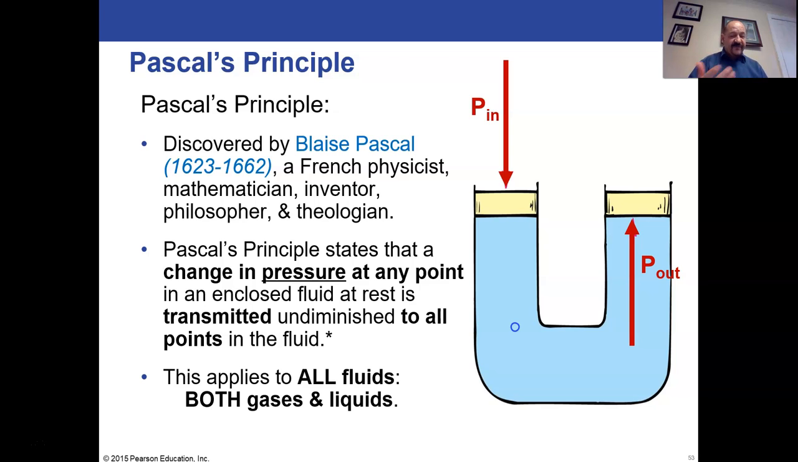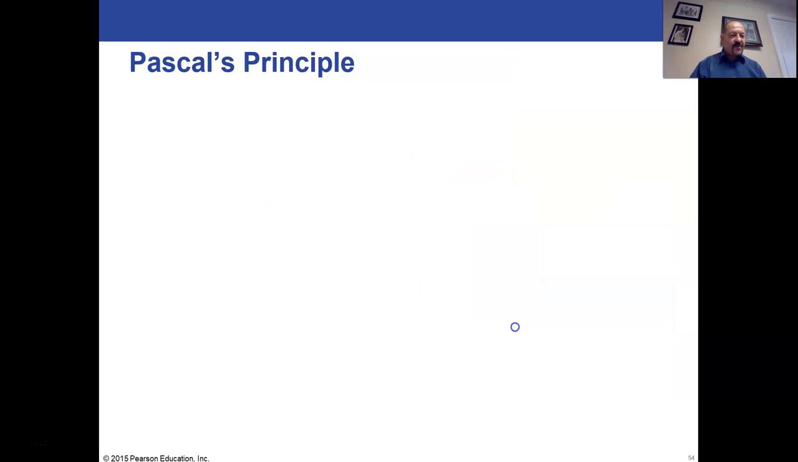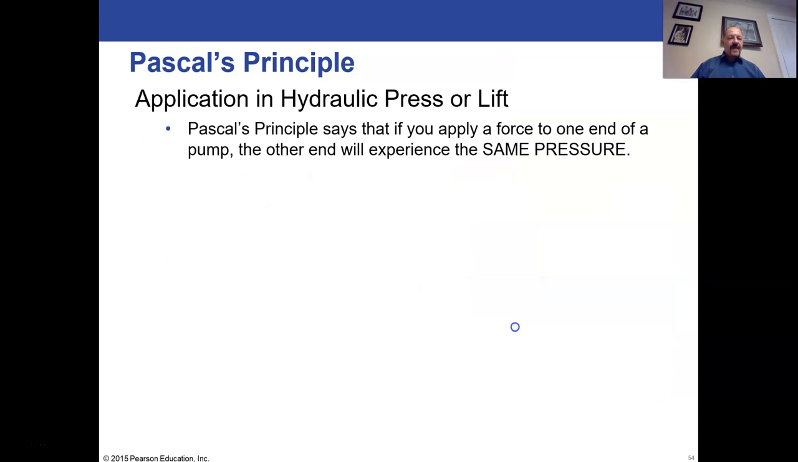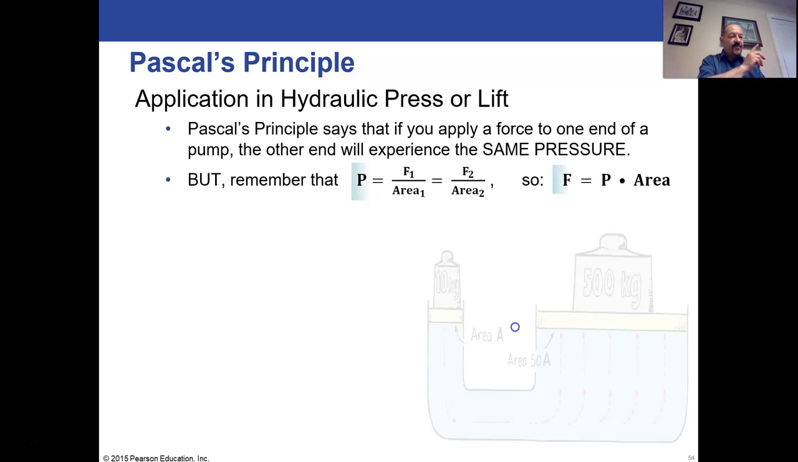And this can work for fluids of all kinds. That means both liquids and gases. It's especially important with liquids, though, for what we call hydraulic devices. So hydraulic presses or hydraulic lifts take advantage of this discovery that pressure in is always the same as pressure out. Why is this useful? Well, remember, if you've got something where you can put a certain amount of pressure in, you'll get the exact same pressure out.